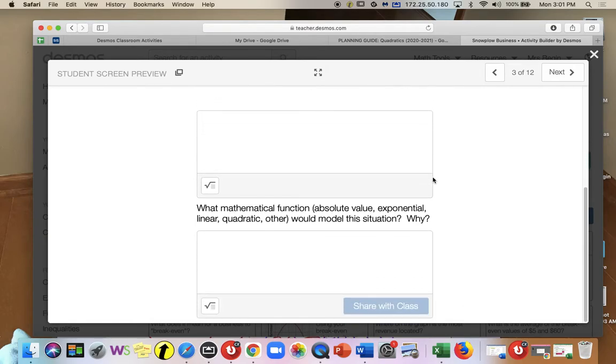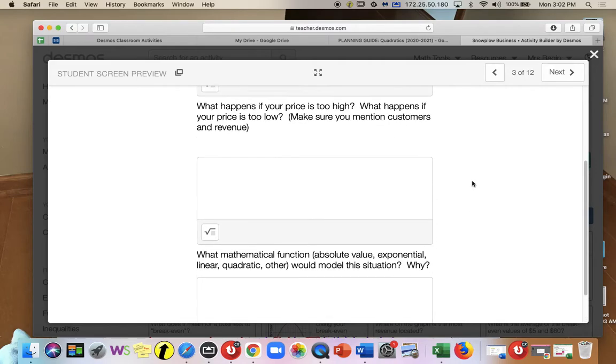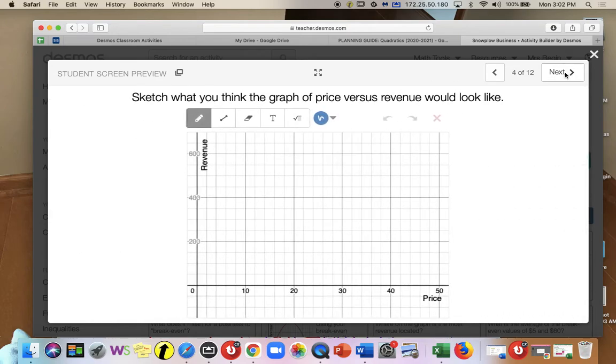And then what mathematical function, absolute value, exponential, linear, quadratic, or other, would model the situation? Hint, think about what unit we're in. And then why do you think that? So go ahead and answer those questions.